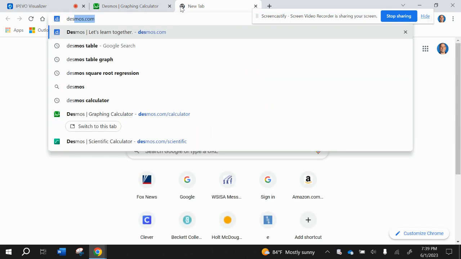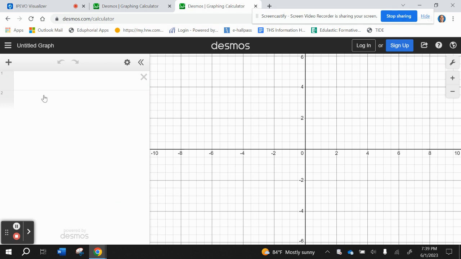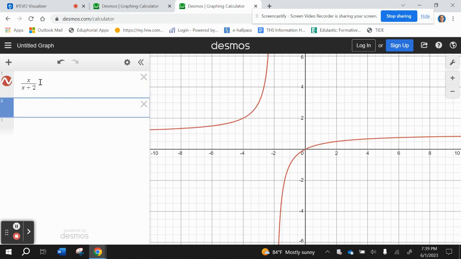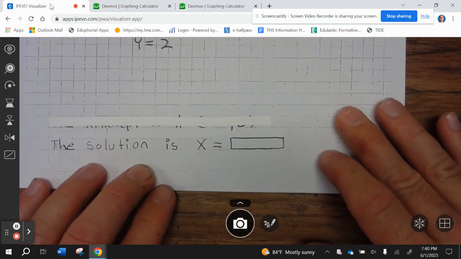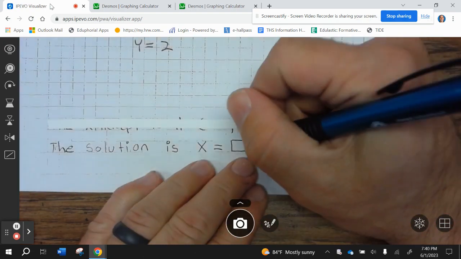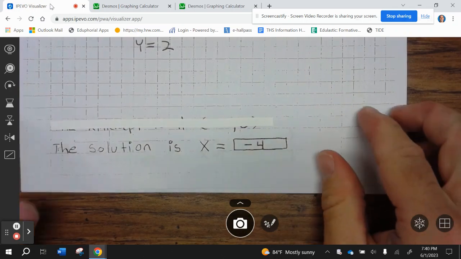Let me just open another tab, desmos.com. And let's graph x divided by x plus 2. And then we're going to graph y equals 2. And you can see the point of intersection is at -4, 2. So our solution is -4. So the solution is x equals -4. All right, let's take a look at the next example.